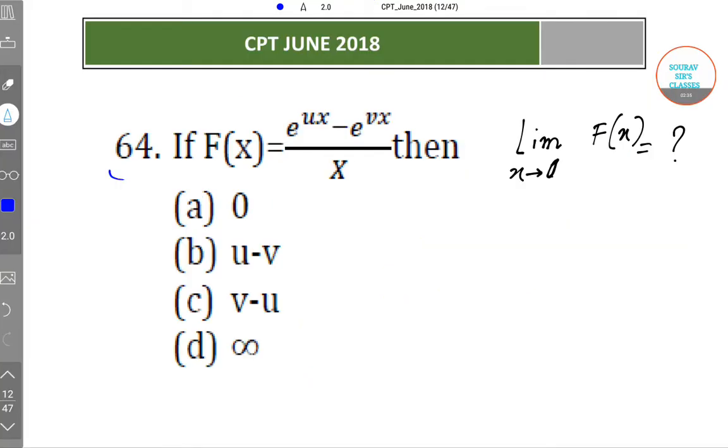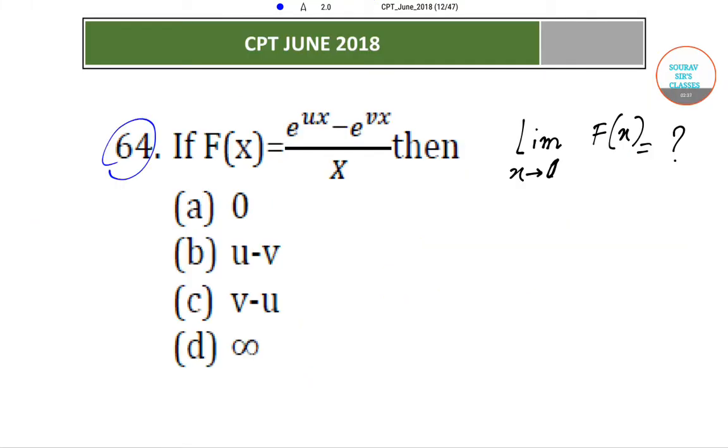The next question, question number 64, says that if f of x is equal to (e^(ux) − e^(vx))/x, then the value of the limit of f(x) as x tends to 0 is equal to option A: 0, option B: u − v, option C: v − u, and option D: infinity. So these are the four options that we have been given.